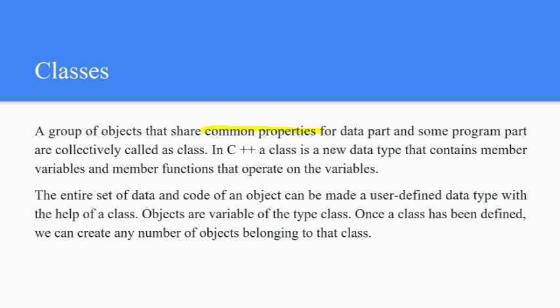In C++, a class is a new data type that contains member variables and member functions that operate on the variables. So basically, what we have is a new data type. A class is the new data type.